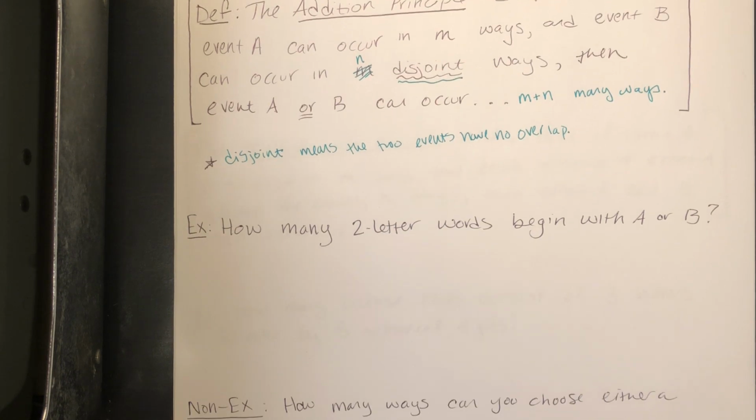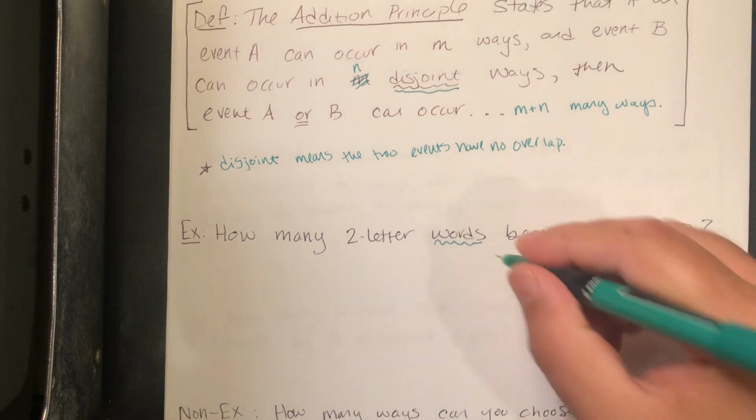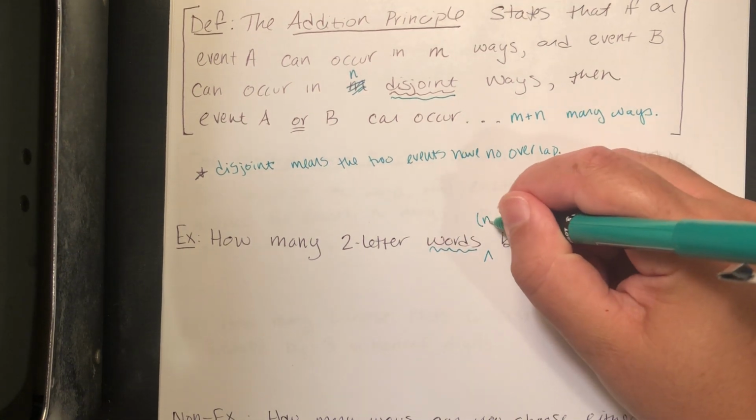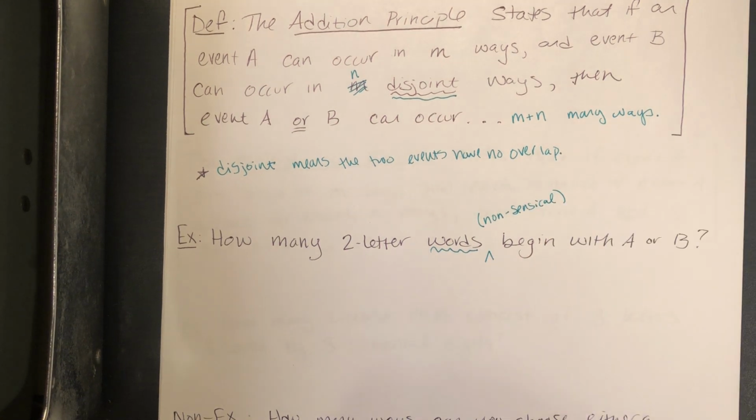How many 2-letter words begin with A or B? Now, you might be tempted to actually start thinking of words here, but we're going to use words a little more loosely than you normally would. They can be nonsensical. Right, so AN is a word, but we also would consider AA to be a word, or AB, or AC. So it's really just a string of 2 letters. So how many 2-letter strings begin with A or B?